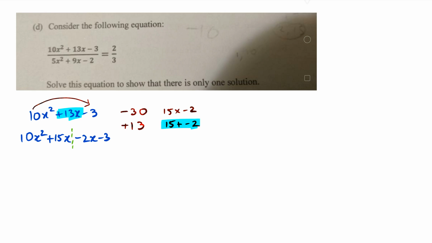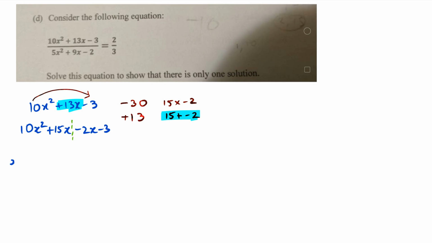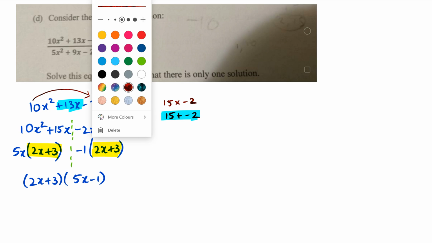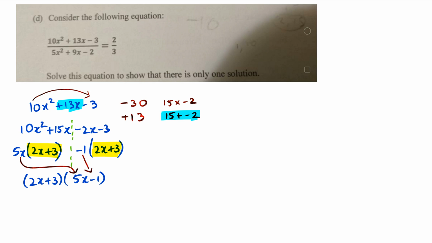Now I need to factorize by parts. In the first part, I've got 5x as a common factor. Taking out 5x, I get 2x plus 3. For the right hand side part, negative 1 is a common factor. Taking out negative 1, I get 2x plus 3. Now 2x plus 3 is a common factor, so I can rewrite that as 2x plus 3 multiplied by 5x minus 1. You can see the 5x is from there and negative 1 is from there.